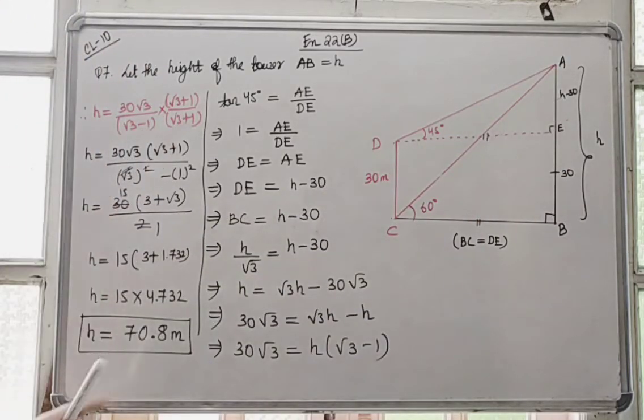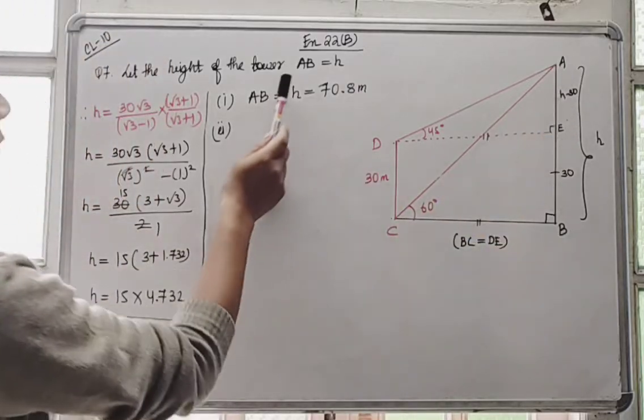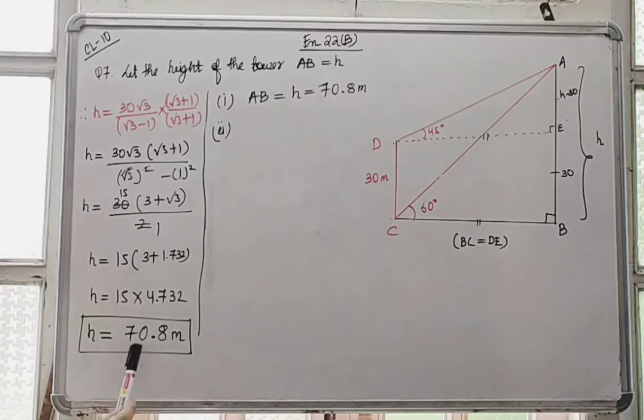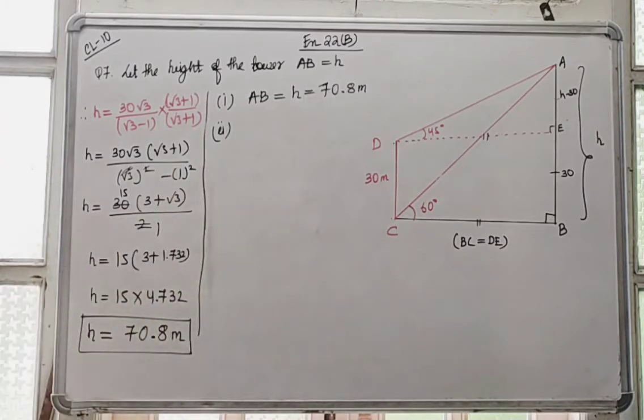So please pause the video and note it down till here. Height of the tower is 70 point. Alright boys, so therefore the height of the tower AB, according to our assumption the height of the tower was AB, so AB is h, so h equals 70.8. So height of the tower is how much? 70.8. That is question answer number 1.